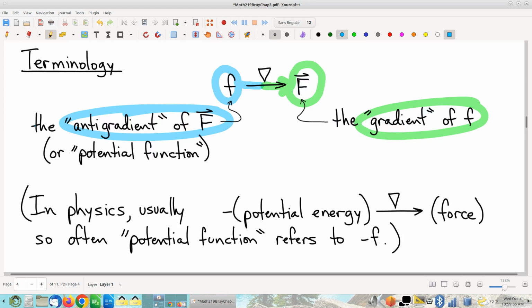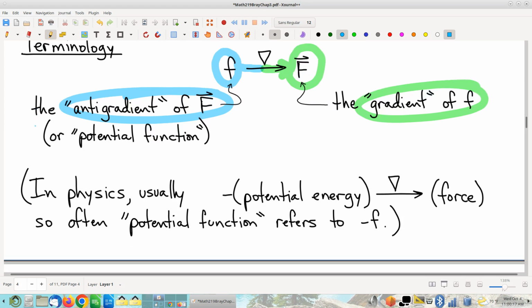Same thing here, gradient and anti-gradient. Seems pretty natural to me. So this is what you're going to hear me saying loads of. The function whose gradient is a given vector field that you're interested in, we will refer to as the anti-gradient of that vector field. Now, having made my case for why I think that's the right terminology, let me point out that there is a different terminology in much more common use, unfortunately.